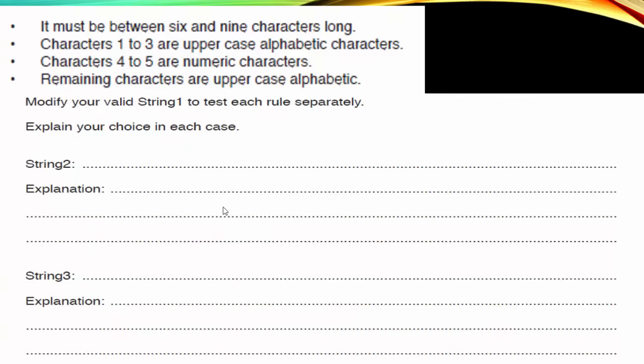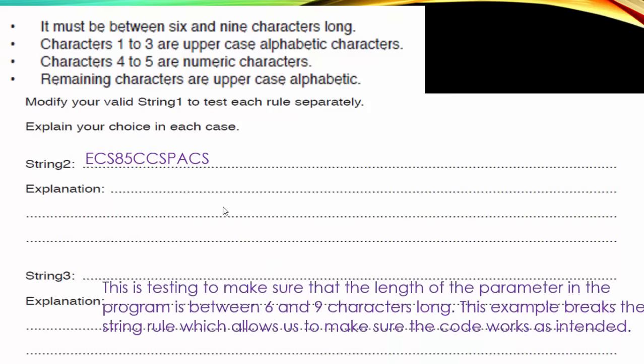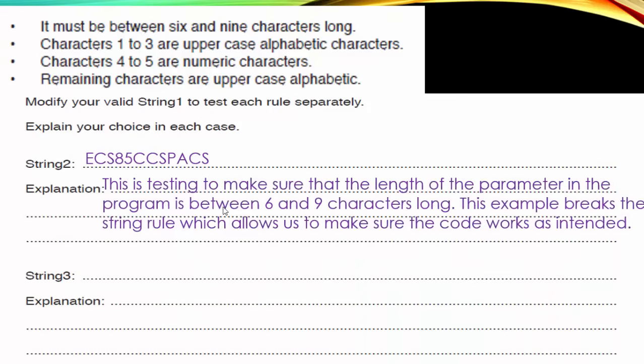Now moving on, it says modify your valid string 1 to test each rule separately. So we need some strings here that will test each rule. So in the first one, this is what I chose. And this checks the first rule. It must be between 6 and 9 characters long. So this is testing to make sure that the length of the parameter in the program is between 6 and 9 characters long. This example breaks the string rule, which allows us to make sure the code works as intended.